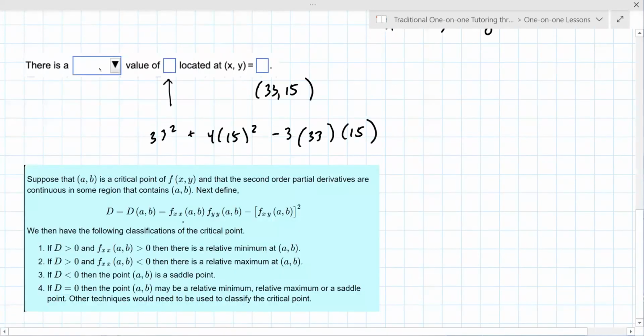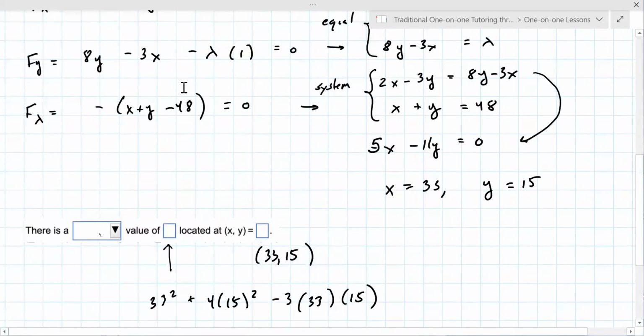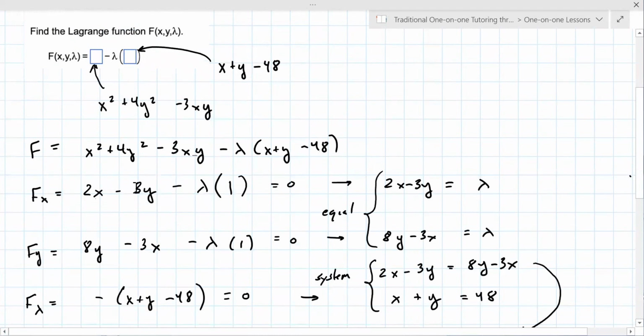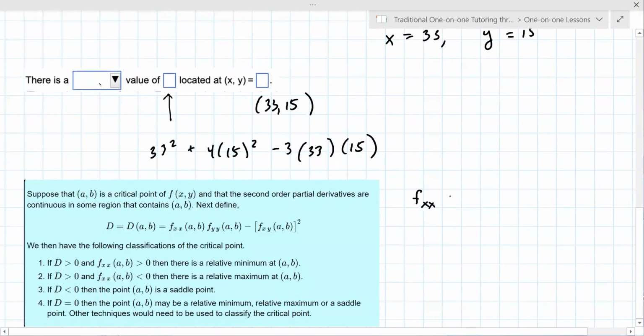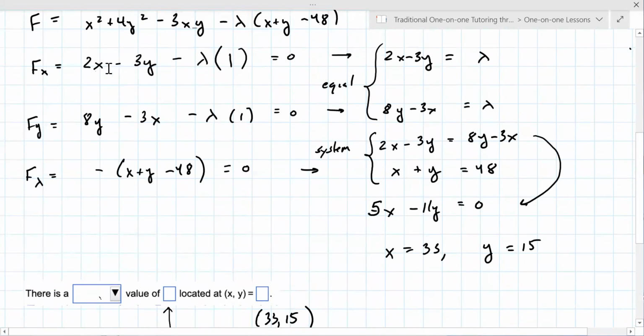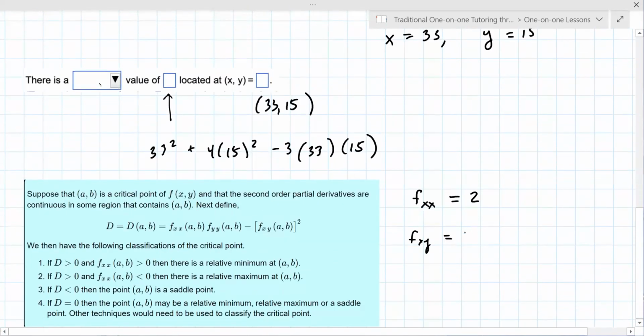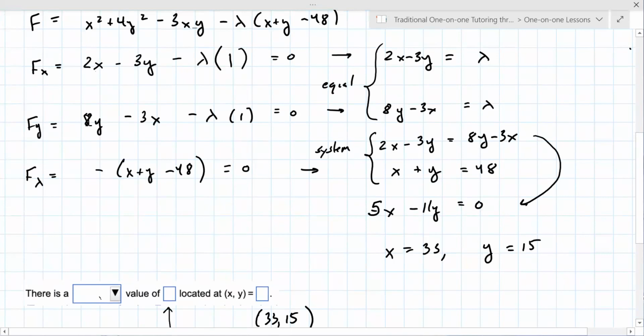If you recall, you need fx, fxx, fyy, fxy. So fxx, if we go back to your function, we have fx, and if you ignore this lambda part, fxx is just 2. fxy, if we go back to our fx, is the derivative of this with respect to y now, so that's -3. And then fyy, we go back to this line right here, and that's 8.